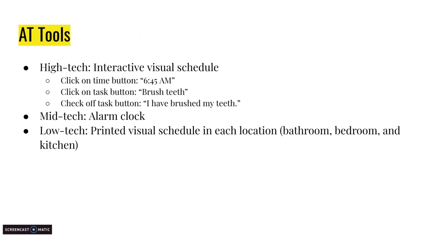A mid-tech assistive technology that might help Harry is setting an alarm, like an alarm clock, for just reminding him when to start his morning routine. So when the alarm goes off, he can know that it's time to start my morning routine, or it's time to start my nighttime routine. A low-tech technology that could be used is printing the visual schedule out and placing it in each location that he will use in his morning and nighttime routine. So in the bathroom, in the bedroom, and in the kitchen.